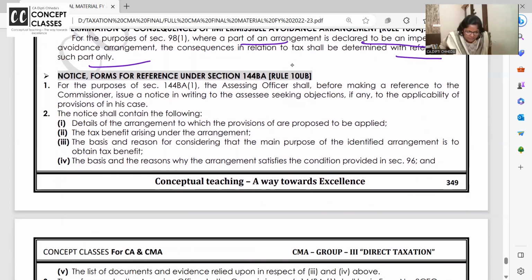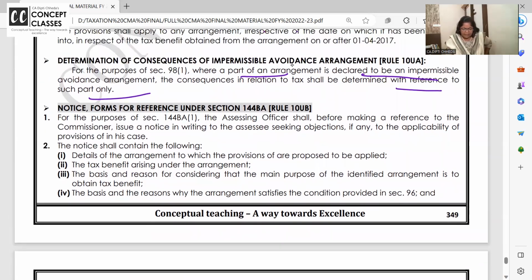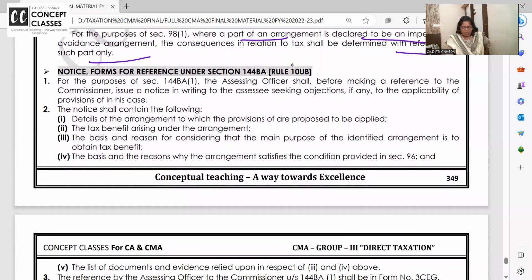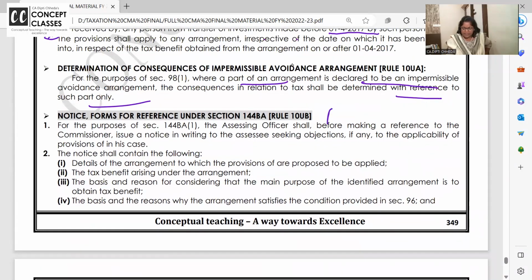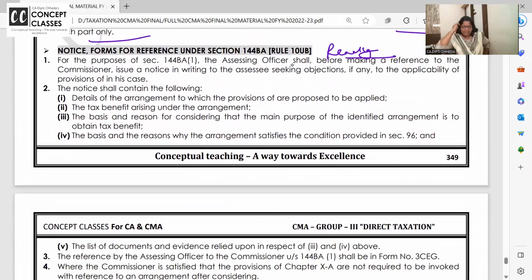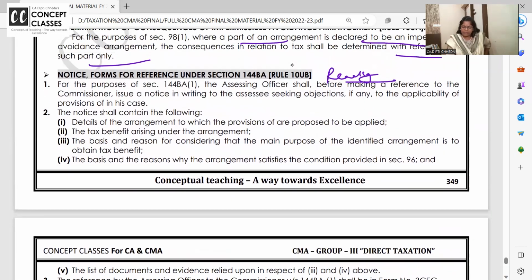So GAR's procedure is clear. Which are the transactions covered in GAR is clear. Now the AO will have to give notice. This is a procedure part where I am writing R for reading. You will not be asked this procedure in the exam, but you should have an idea. Whenever the AO feels so, he shall make a reference to the commissioner, issuing a notice in writing to the SSE that why he should not apply GAR.